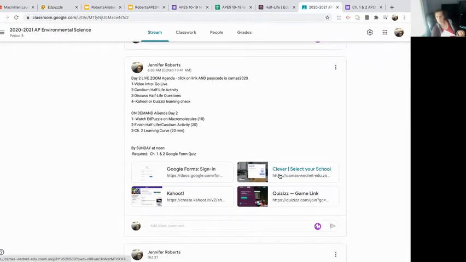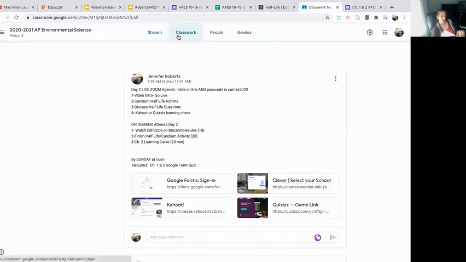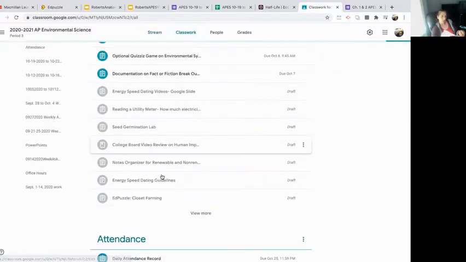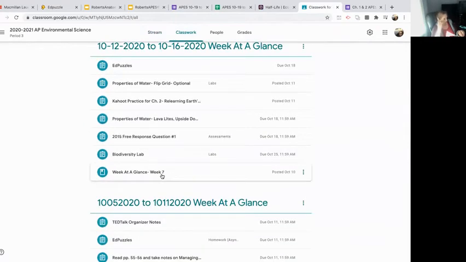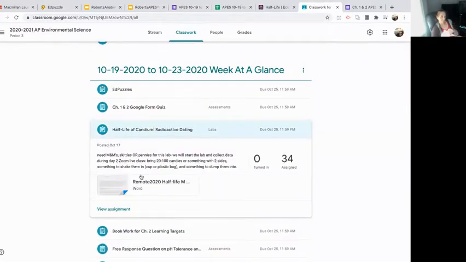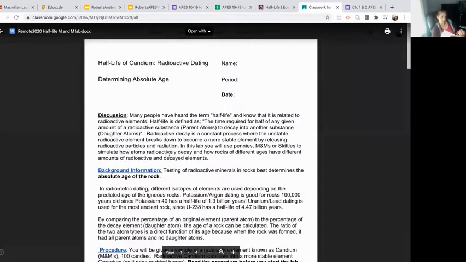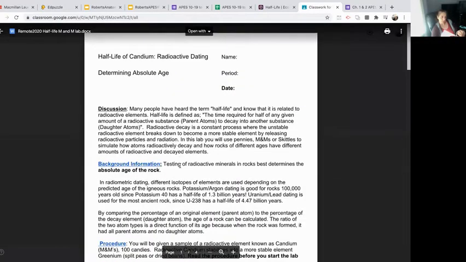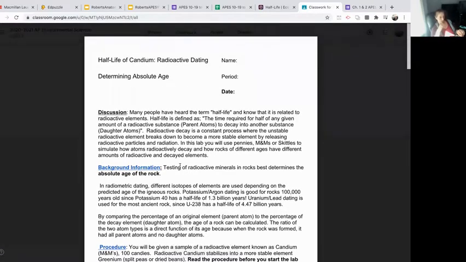and physically, kinesthetically do this activity. So go to classwork, go to this week, and then you're going to click where it says, I'm on the wrong week, half-life of candium, and then open half-life of candium radioactive dating. It will prompt you to make a copy for yourself.